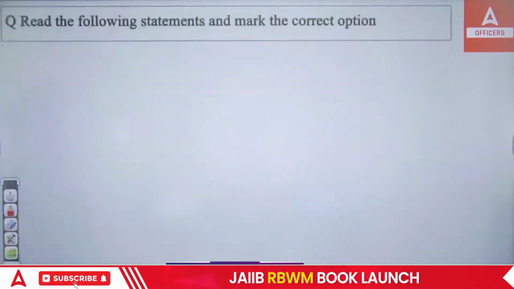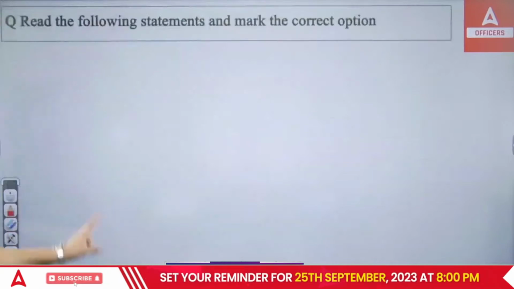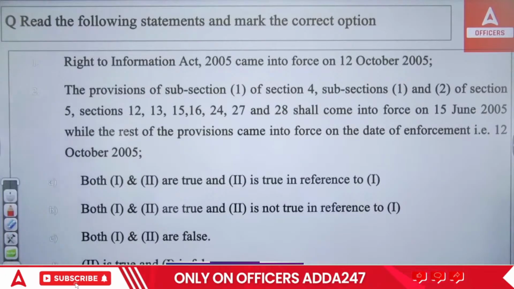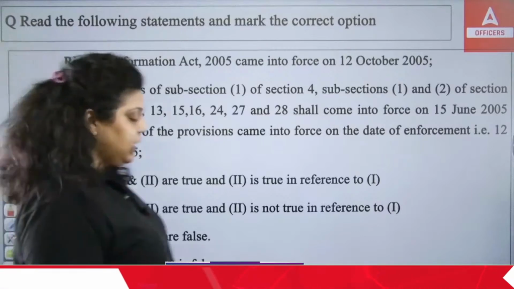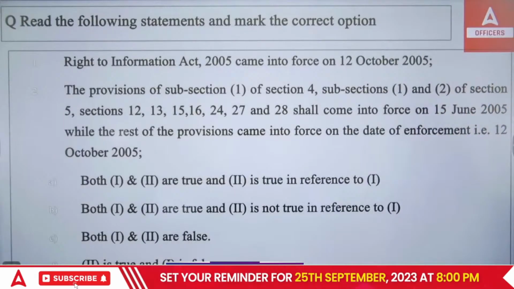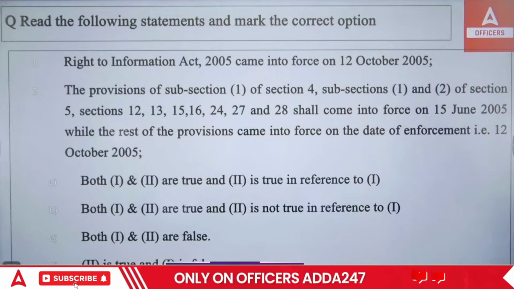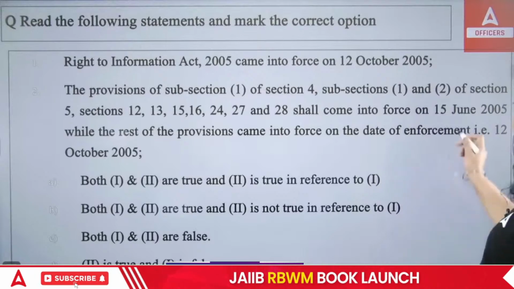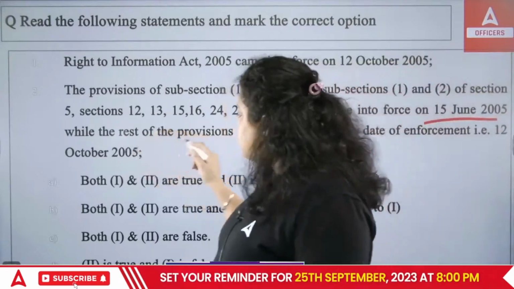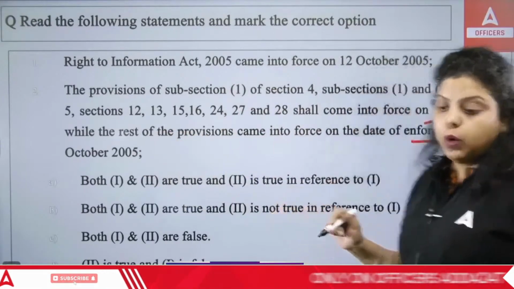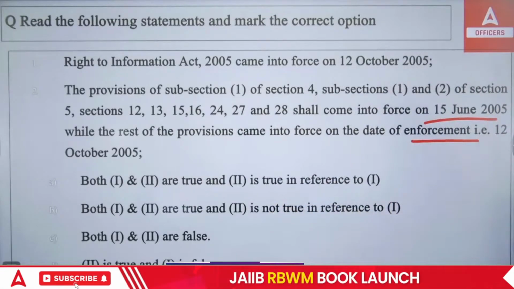Okay, next question. Read the following statements and mark the correct option. The first statement is the Right to Information Act 2005 came into force on October 2005. The second says the provisions of subsection 1 of section 4, subsections 1 and 2 of section 5, sections 12, 13, 15, 16, 24, 27 and 28 shall come into force on 15th June 2005, while the rest of the provisions came into force from the date of enforcement, that is 12th October 2005. So out of these two statements, which is correct?